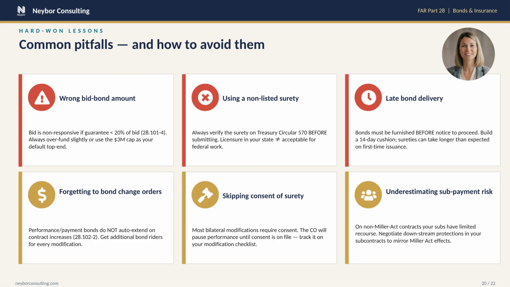Pitfall 5, skipping consent of surety on bilateral mods. The CO will pause your performance until consent is on file. Add it to your modification checklist. And Pitfall 6, underestimating subcontractor payment risk on non-Miller Act contracts. Without a payment bond, your subs have very limited remedies if you have liquidity trouble. Address it contractually downstream.